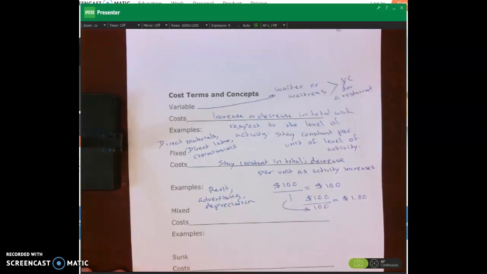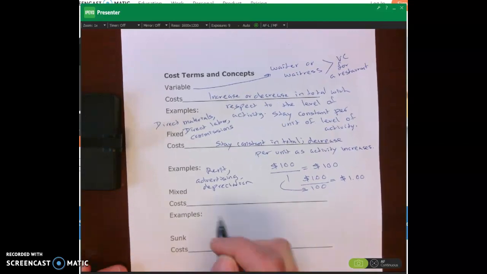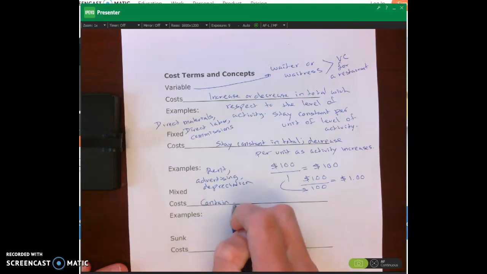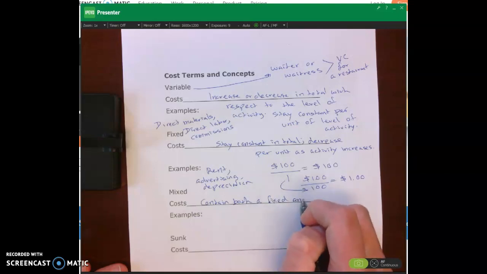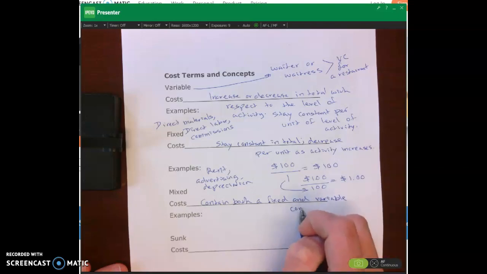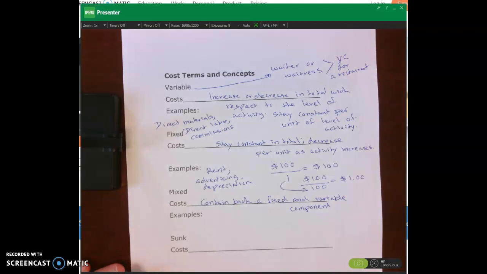So rent, advertising, and depreciation are good examples of fixed costs. Mixed costs contain both a fixed and variable component. So mixed costs contain both a fixed and variable component.